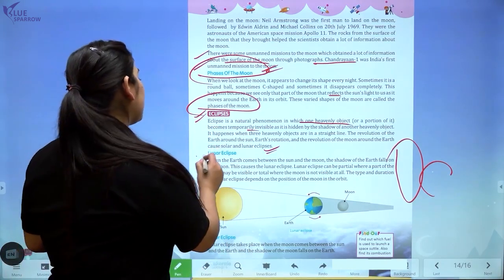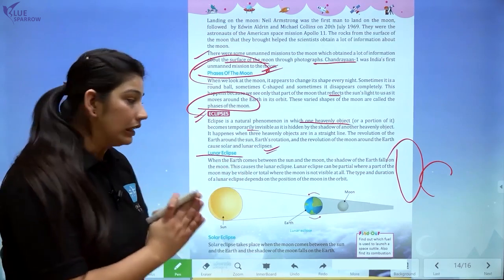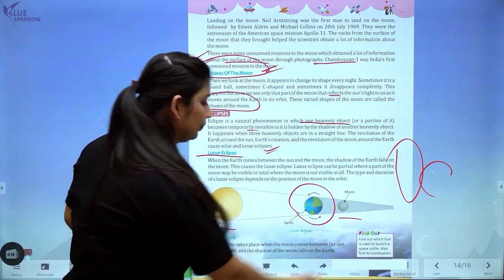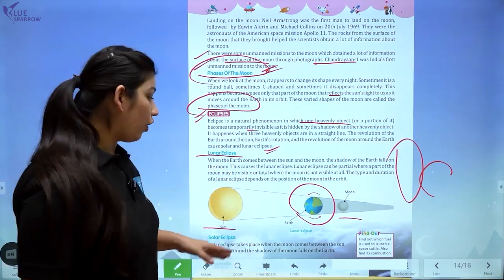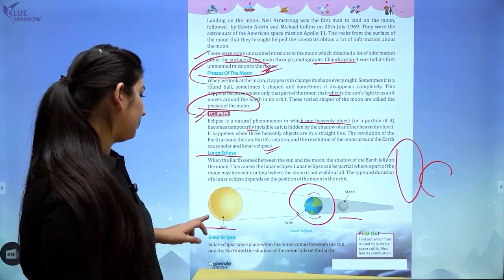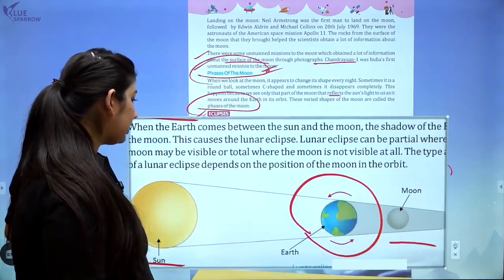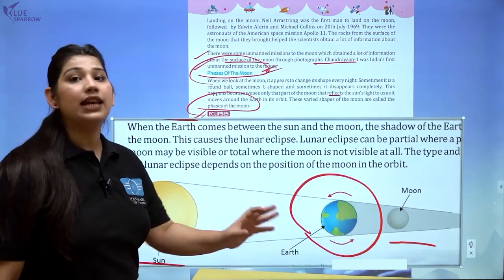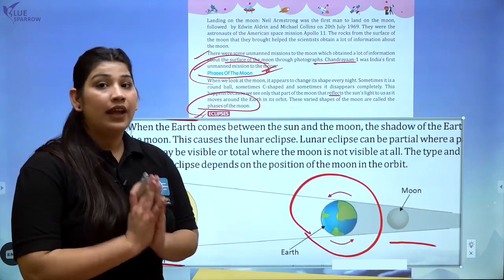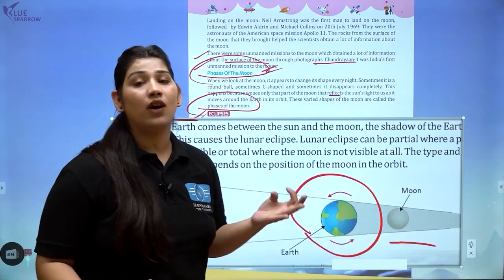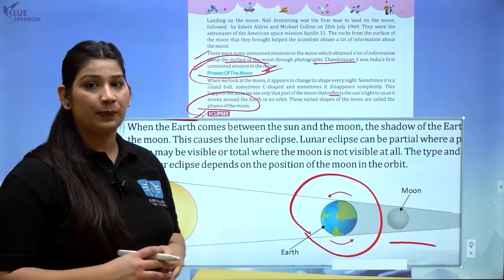Let us first understand lunar eclipse. When the Earth comes between the Sun and the Moon, this is the situation of lunar eclipse. You can see in the picture, the Earth is between the Sun and the Moon. Here, the shadow of the Earth falls on the Moon, which is causing the lunar eclipse.